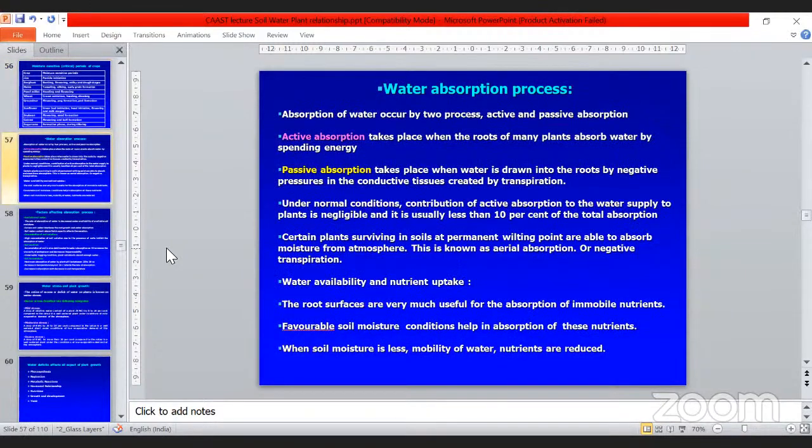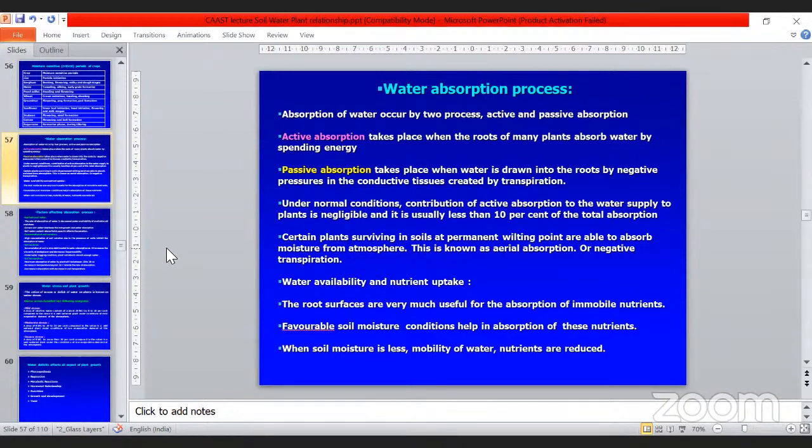So the water absorption process, as we have seen in one of our slides, is how the plant takes up water: active absorption, passive absorption, and aerial absorption. So what is active absorption? First of all, absorption of water occurs by two processes, active and passive. Active absorption takes place when the roots of many plants absorb water by spending energy. That means they have to spend some energy to get that water from the soil. That is called active absorption.